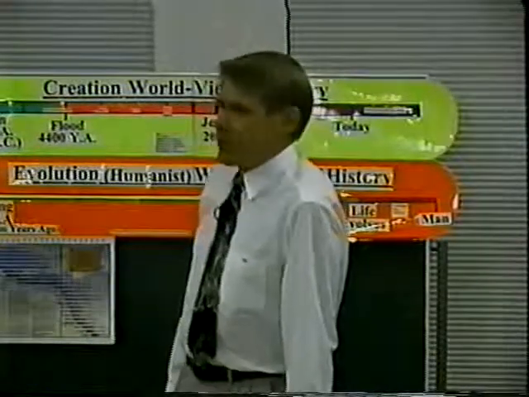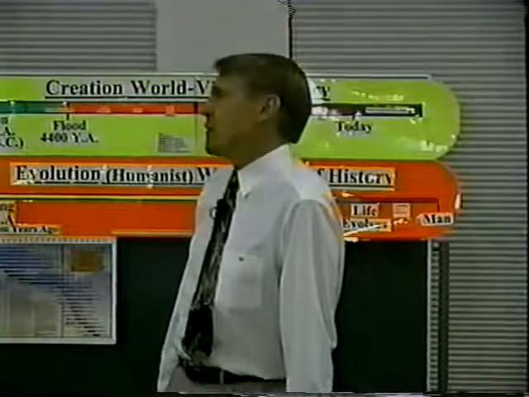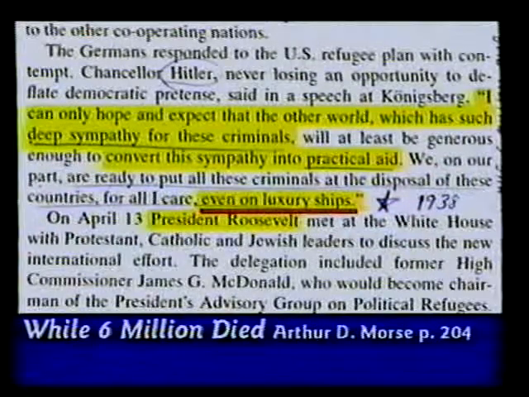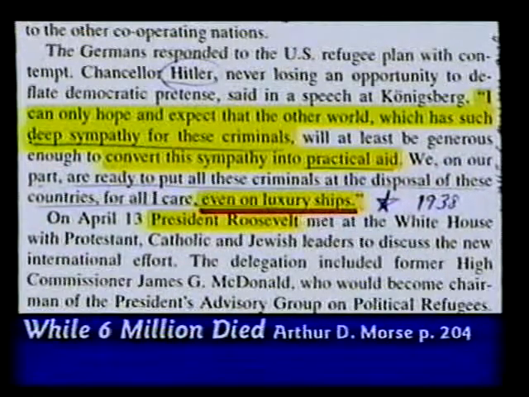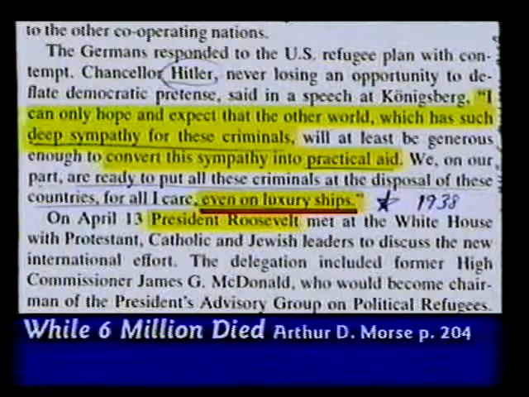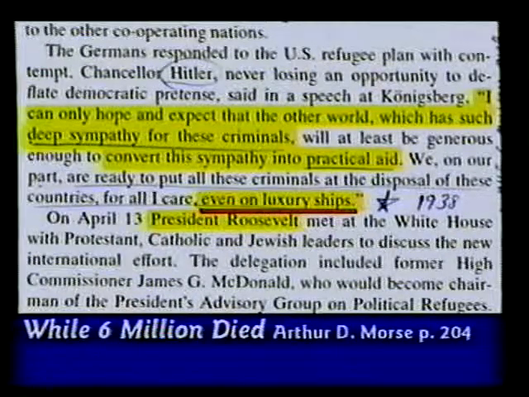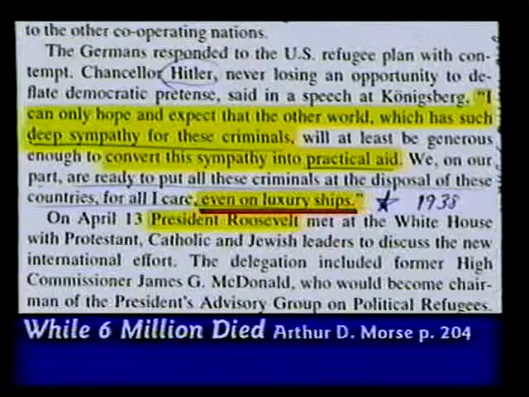He said, "I hope that if you have sympathy for these criminals, we'll at least be generous enough to convert this sympathy into practical aid. We, on our part, are ready to put all these criminals at the disposal of these countries, for all I care, even on luxury ships." Hitler said, "You want the Jews? I'll send them to you."